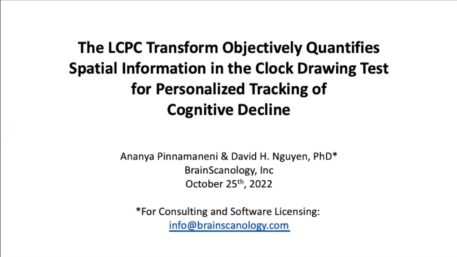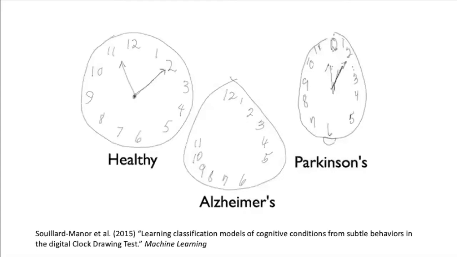My name is Ananya, and in this presentation, I will be describing how the LCPC transform can measure features of the clock drawing test such that we can provide personalized tracking of cognitive decline based on these clock drawings. So the clock drawing test is a common, simple, and cost-effective tool to measure cognitive impairment in people that are suffering from brain trauma or neurodegenerative disease.